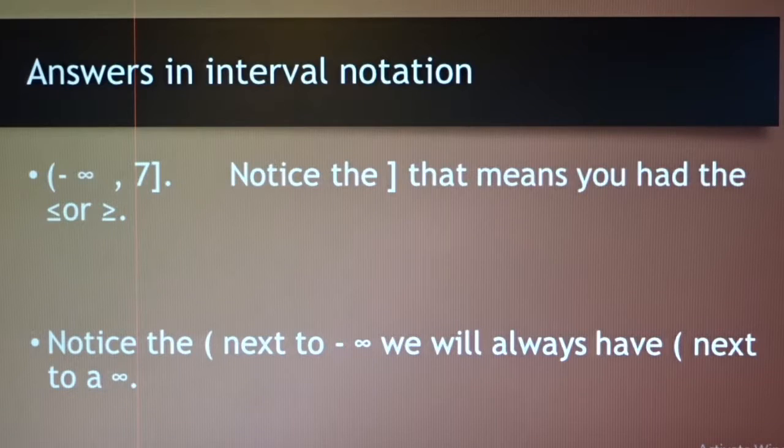For our interval notation, you'll notice that we use parentheses or square brackets. Notice that the square bracket means that you had a less than or equal to or a greater than or equal to. So if I had a greater than or equal to or a less than or equal to, I use the square brackets. Notice that next to the negative infinity, I have a parenthesis and not a square bracket.